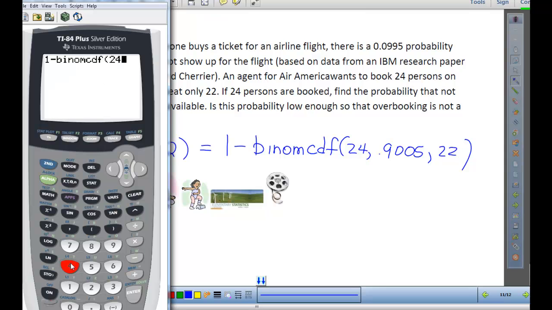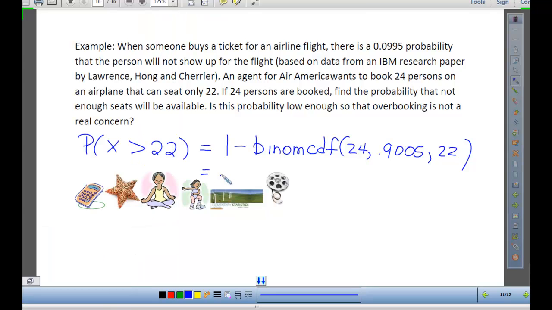I got 24, comma, I got 0.2952. Is this a problem? Is it low enough so that overbooking is not a real concern? I'd say no, that's not low enough. Questions about that?